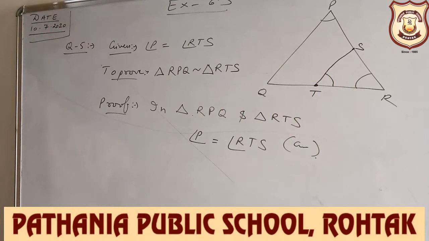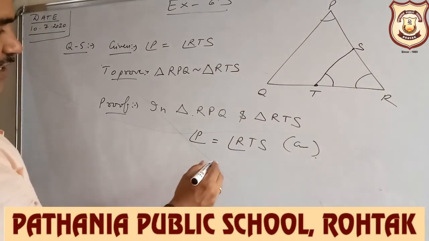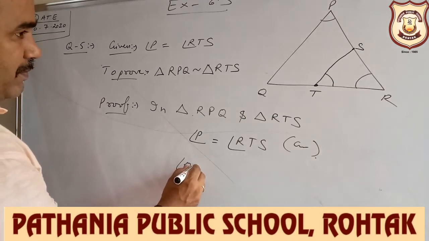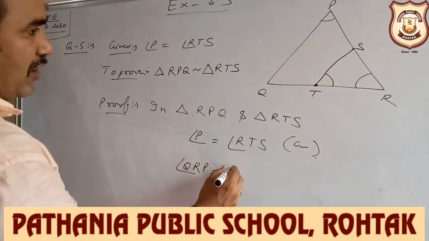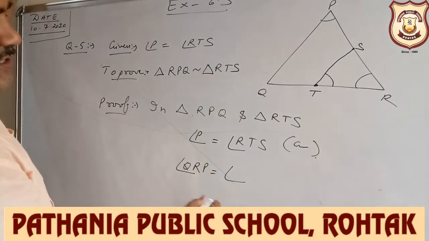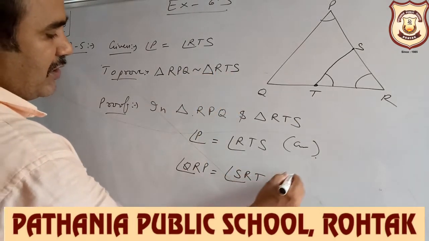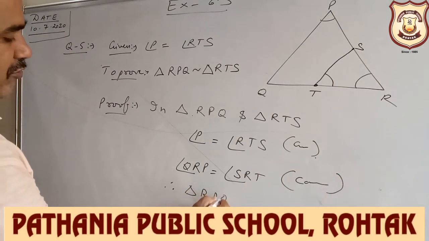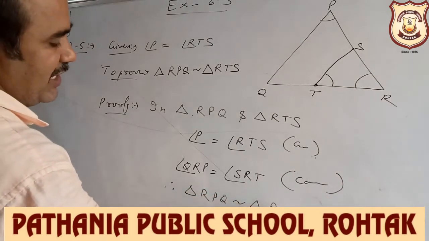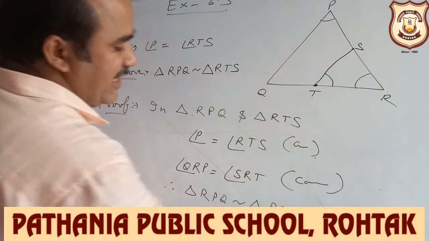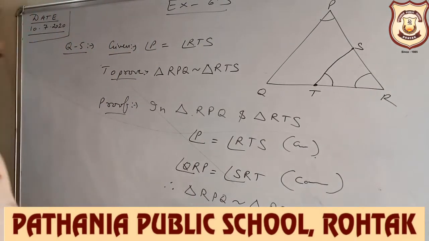So students, you can write this one R as angle QRP is equal to angle SRT. Here you can write common. Therefore, triangle RPQ is similar to triangle RTS by AA similarity criteria. Hence, it is proved.